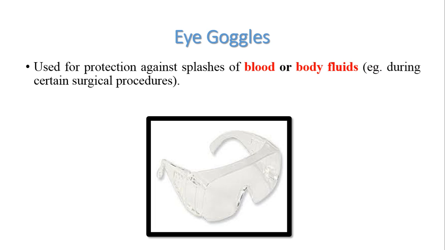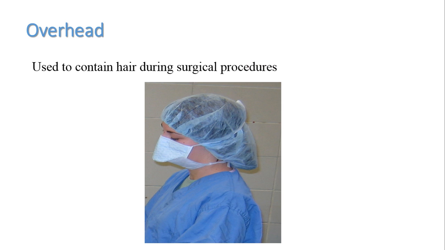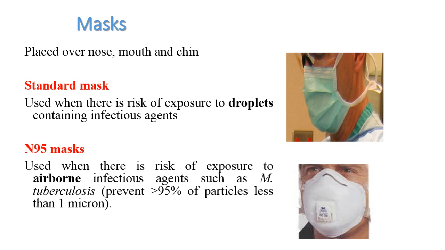Next is eye goggles. As you can understand, it will protect anything from going inside our eyes, so we can use it. It is usually made up of plastic and it is also a disposable one. Then we can use an overhead cap to protect anything from entering our hair, and we can also use it to prevent our hair from falling down into our samples or products.